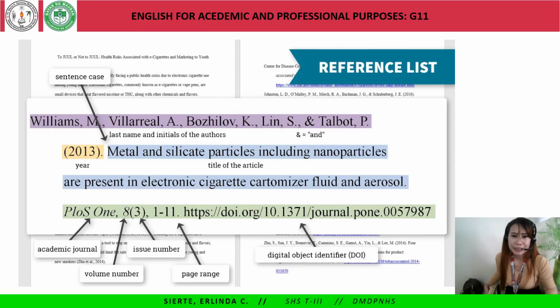Alright, as you can see, next to the title will be the academic journal, PLOS ONE, and then volume number 8, issue number 8. The page range is 1 to 11. It could be just pages 1 to 3, depending on how you cited the information. Next is the digital object identifier or DOI, or the link to where you got the information.